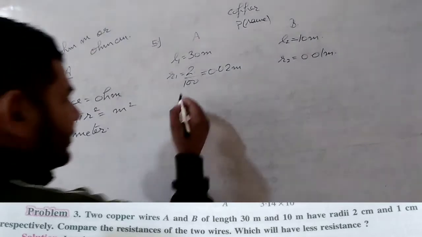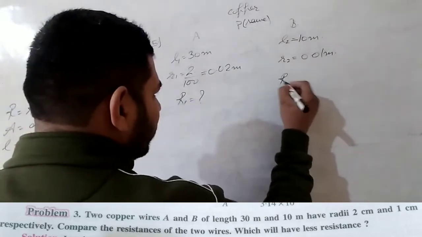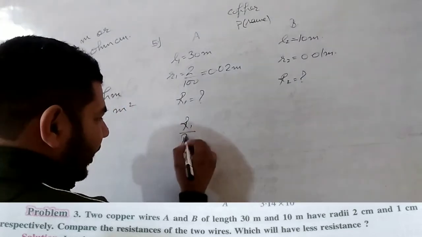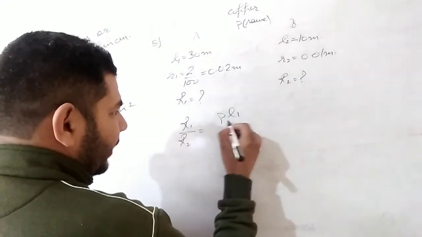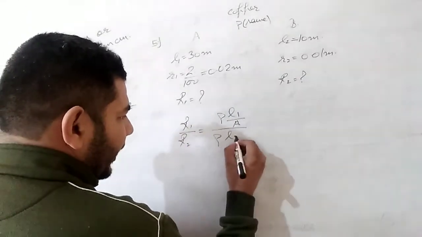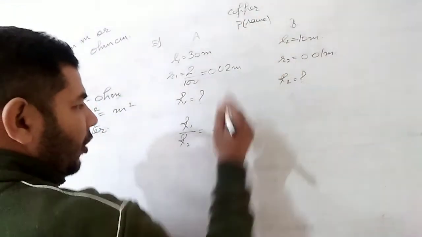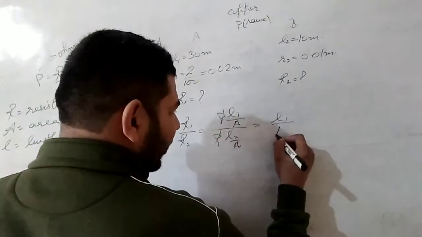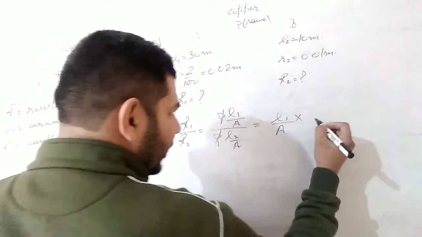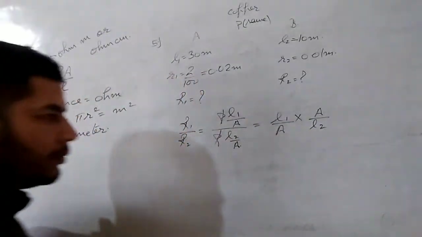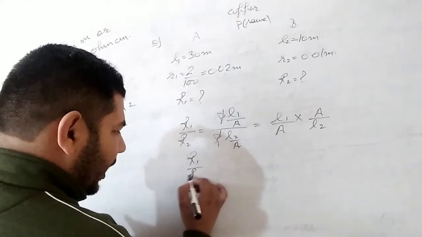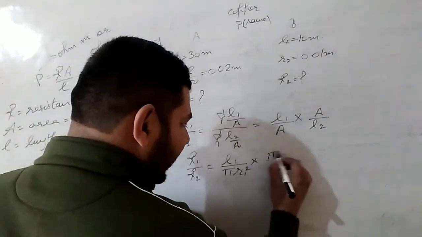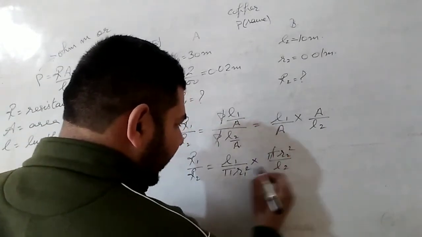Compare the resistance of two wires. We have to find R1 and R2. Okay, so compare means we have to divide, that is R1 divided by R2. R1 is equal to rho L1 upon A divided by rho L2 upon A. So we are having copper material, so rho with rho gets cancelled out, equal to L1 upon A into A upon L2. So we can write R1 by R2 is equal to L1 upon pi r1 square into pi r2 square by L2.